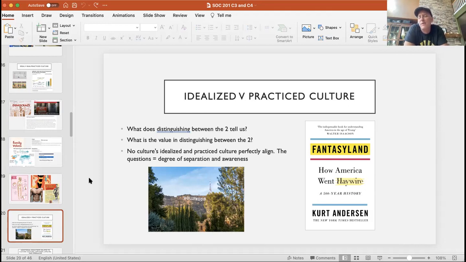This is an interesting book I read a couple of years ago, Kurt Andersen's Fantasyland: How America Went Haywire. Basically the argument is that American culture is set up this way. We have Hollywood, the production of storytelling, and industries that produce stories that idealize culture in very powerful ways. We also have a long history, going back to early colonization and moving forward, of the mythology of rugged individualism. So we have a lot of idealized culture about the individual.